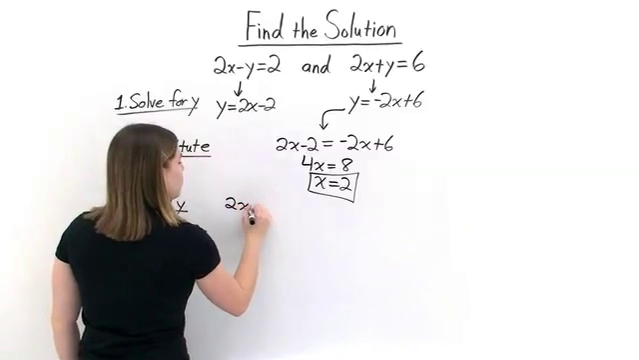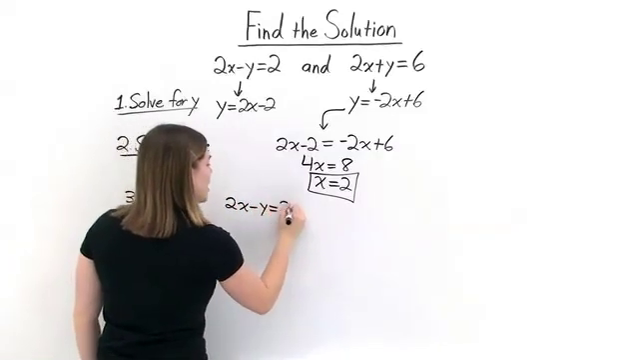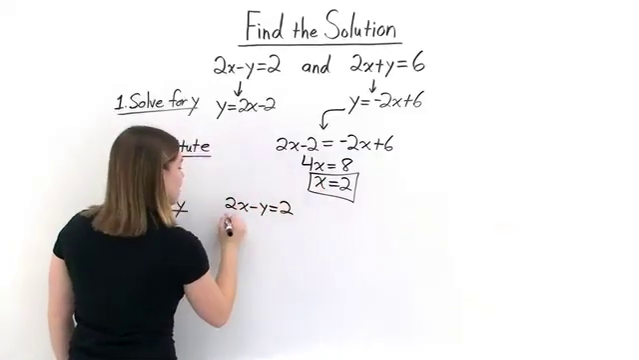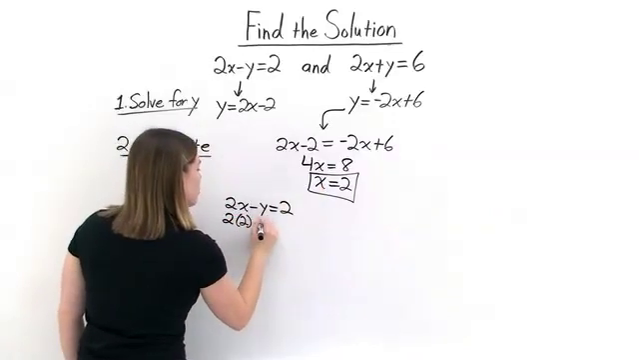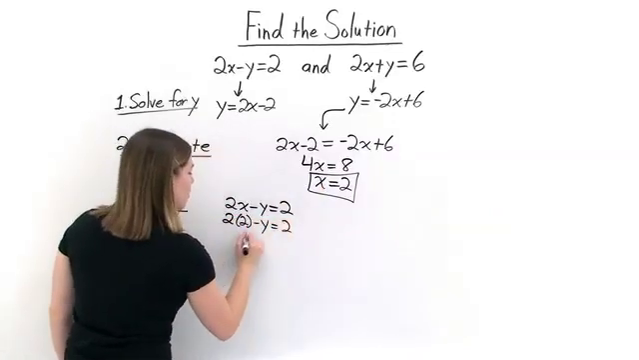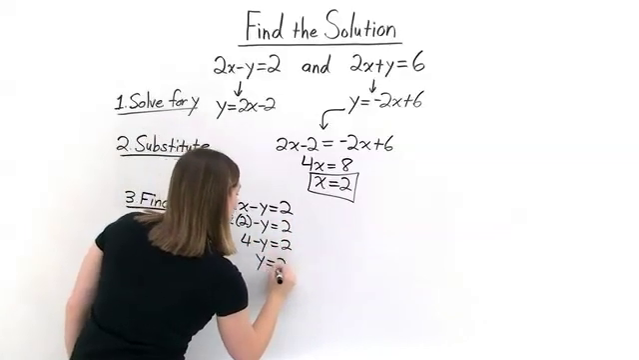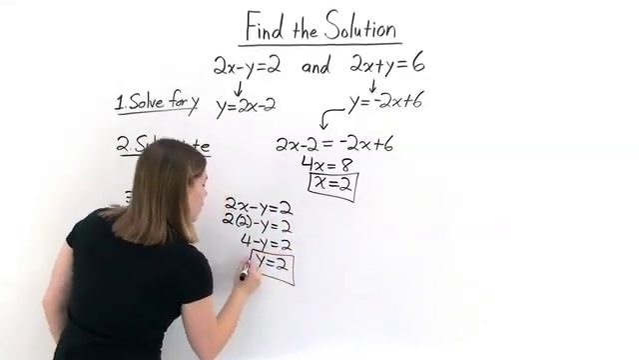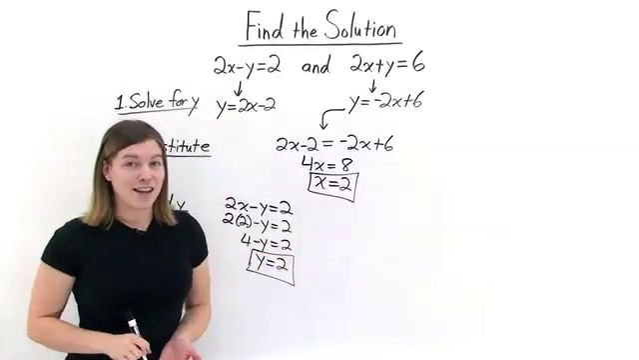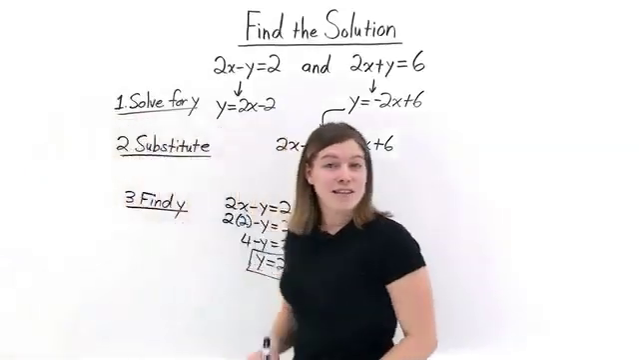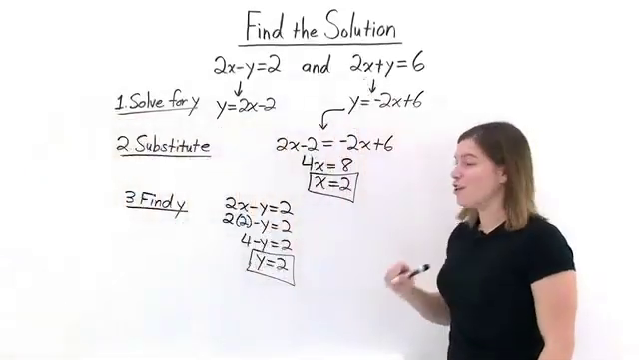So our first equation was 2x minus y equals 2. Plugging in x equals 2, we get 2 times 2 minus y equals 2, or 4 minus y equals 2, or y equals 2. So now we have a value for y. Let's make sure we get that same value in our other equation.